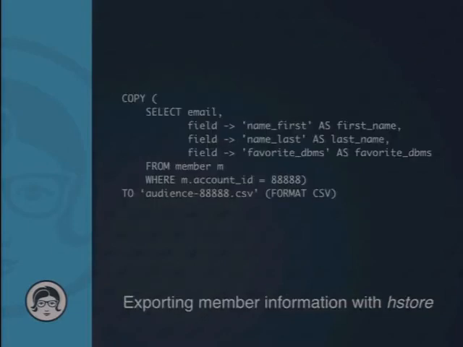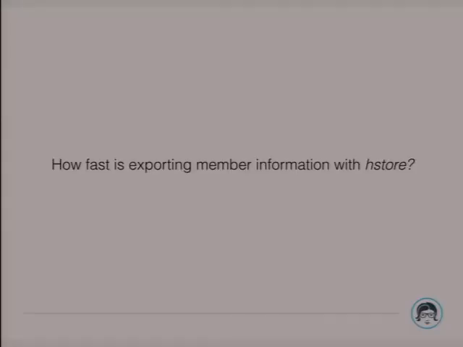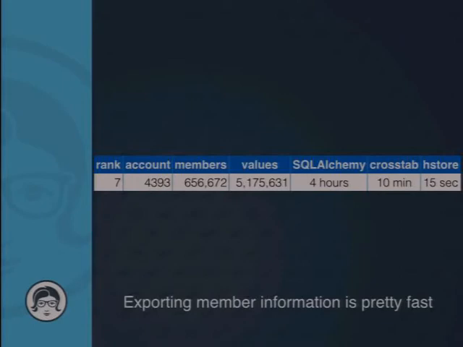So with HStore, our query for pulling out data looks like how it did originally. We just scan one table, get their email address, and pull out all the fields individually. All right, next quiz. Who wants to guess how long it took to start dumping data out again like this? 10 seconds? It's close. So what originally took 4 hours, and then with crosstab came down to 10 minutes, using something like HStore to shove it all back into a single table came back down to 15 seconds.